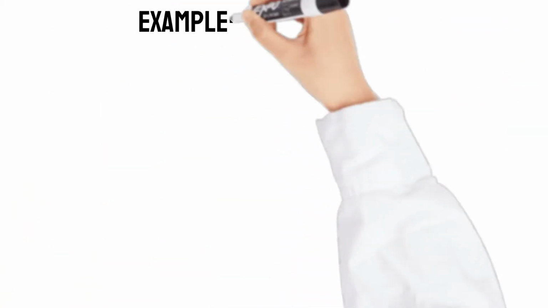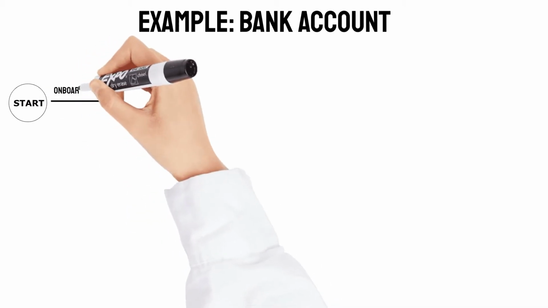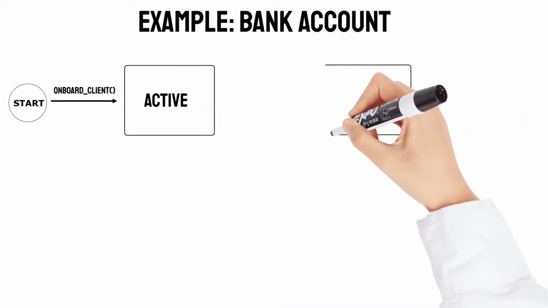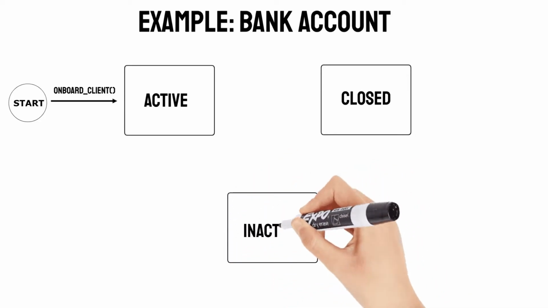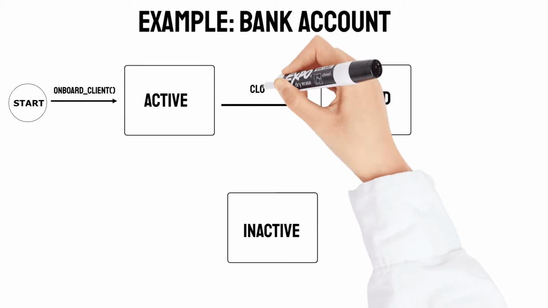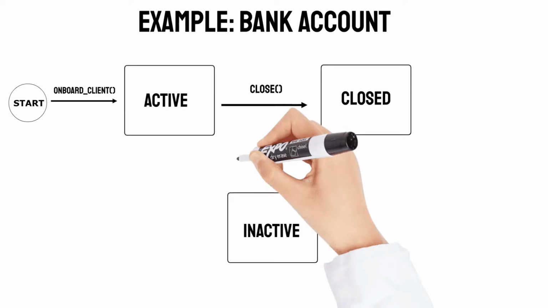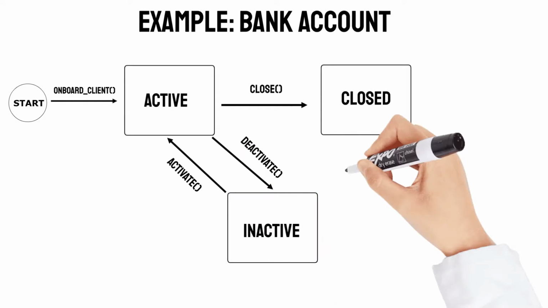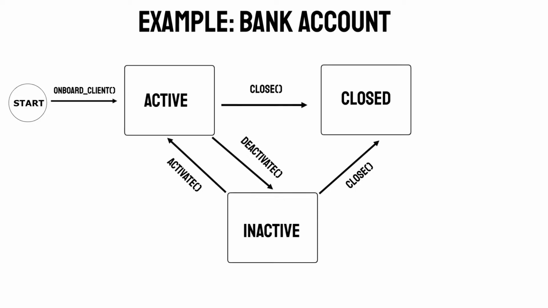Then jumping to the state diagram. Let me explain this one with an example. Let's imagine you have a data object, a bank account. And whenever a bank account gets created, so you're onboarding a client, a bank account has a status or a state active. And of course there are other states a bank account can be in. For example, you can close the bank account, then you have a closed state, or you can deactivate the bank account, then you are inactive. But of course you can activate the account again and you're back to active. But also you can close the bank account in the inactive state. And here you can see which states a data object, in this example a bank account, can be in.